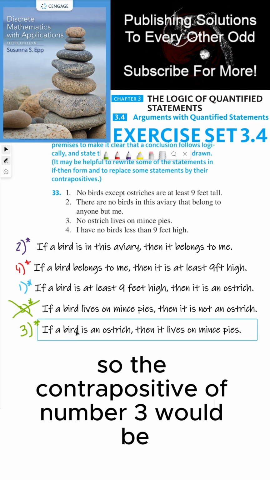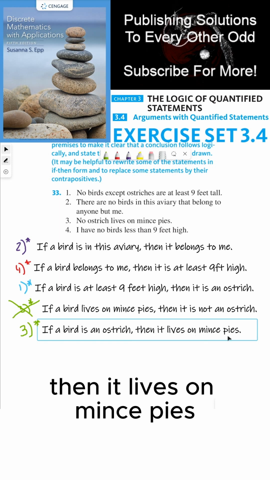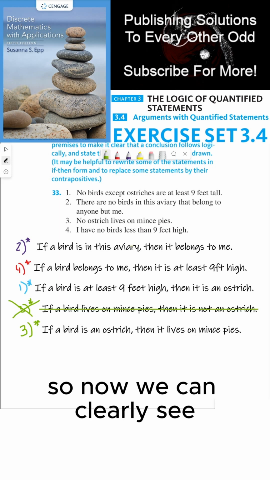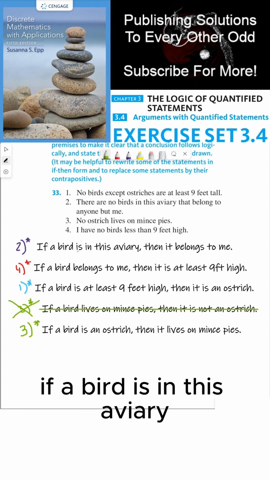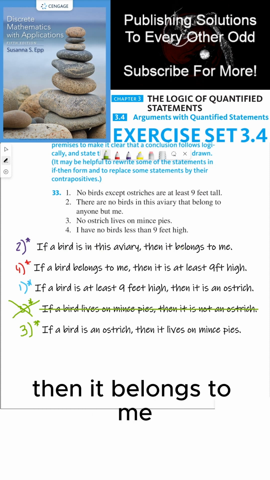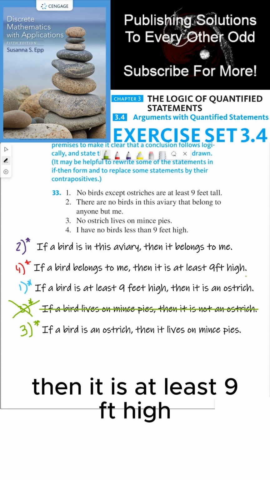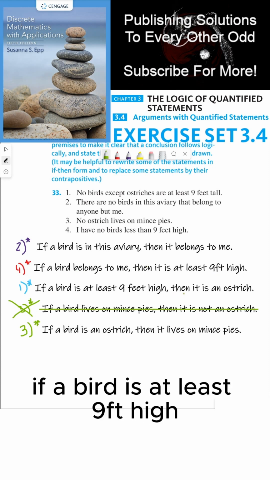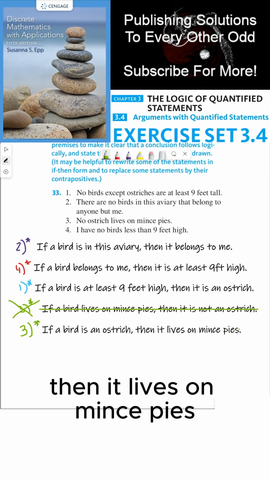So the contrapositive of number 3 would be, if a bird is an ostrich, then it lives on mince pies. So now we can clearly see the transitive property with all 4 of these statements. If a bird is in this aviary, then it belongs to me. If a bird belongs to me, then it is at least 9 feet high. If a bird is at least 9 feet high, then it is an ostrich. If a bird is an ostrich, then it lives on mince pies.